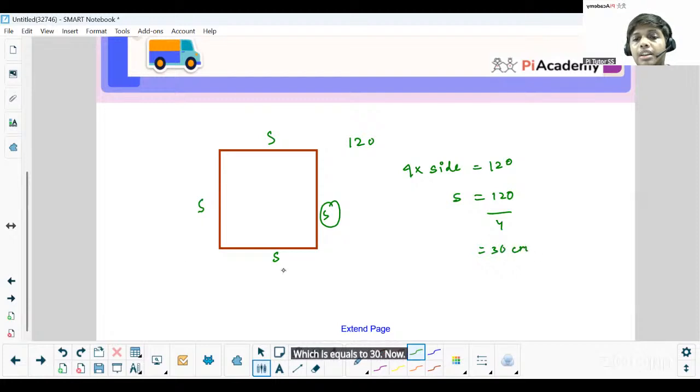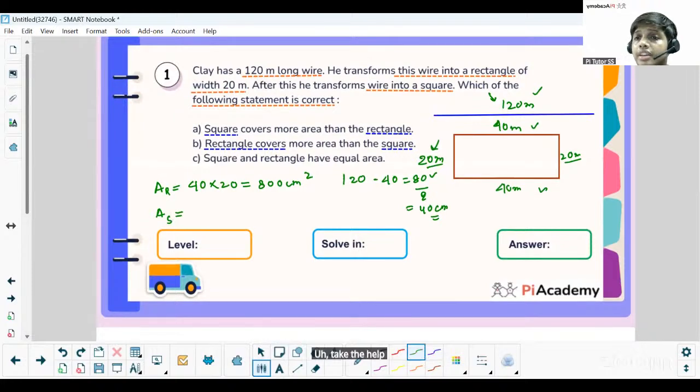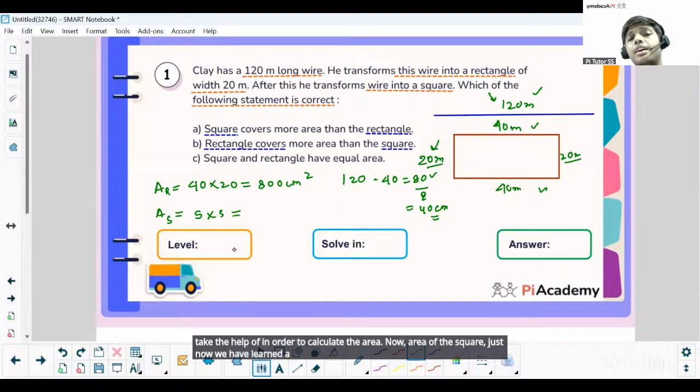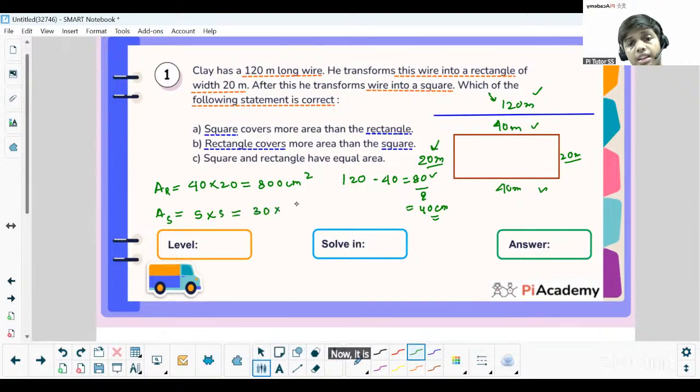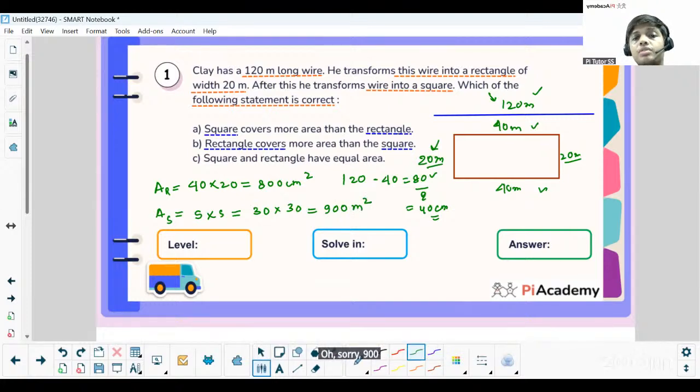Now, 30 meters is the side that we are going to use in order to calculate the area. The area of the square, as we have learned, is side times side. So it is 30 times 30 that we need to calculate, and this comes out to be 900 meters square here, which is the right answer.